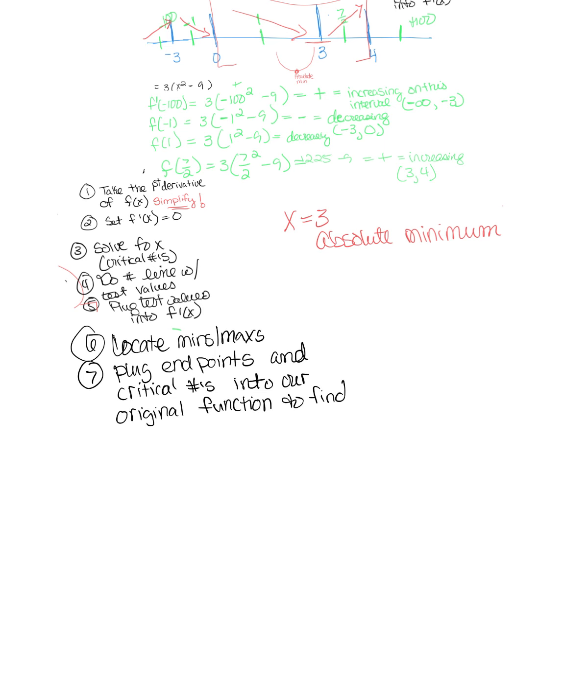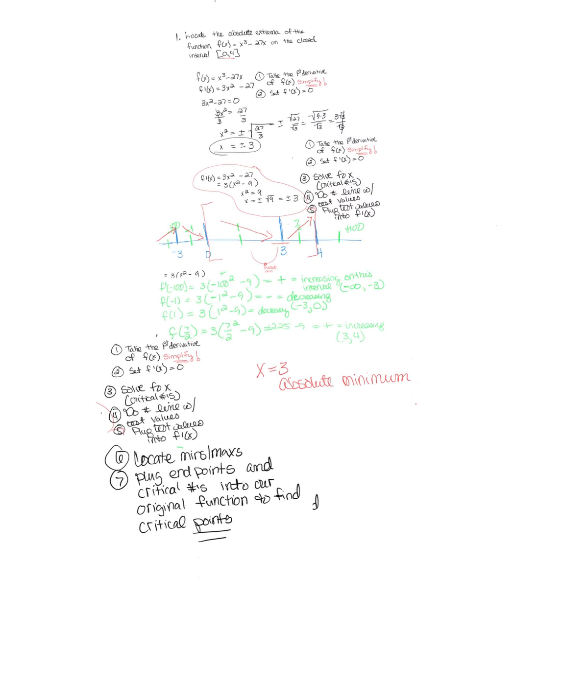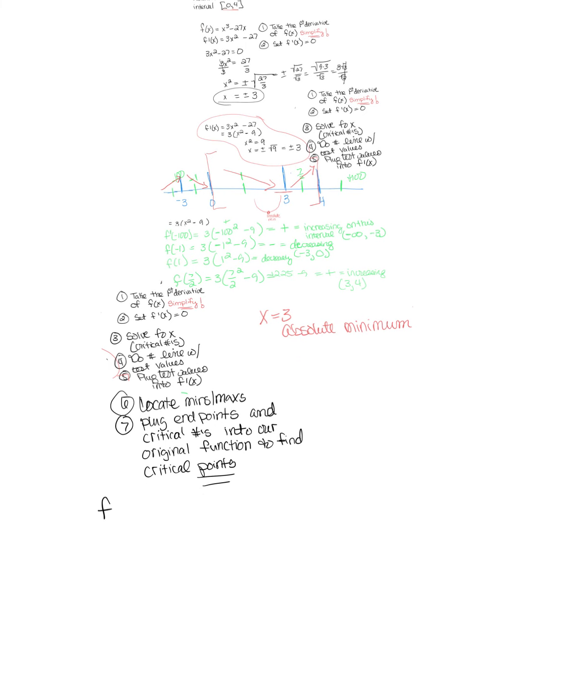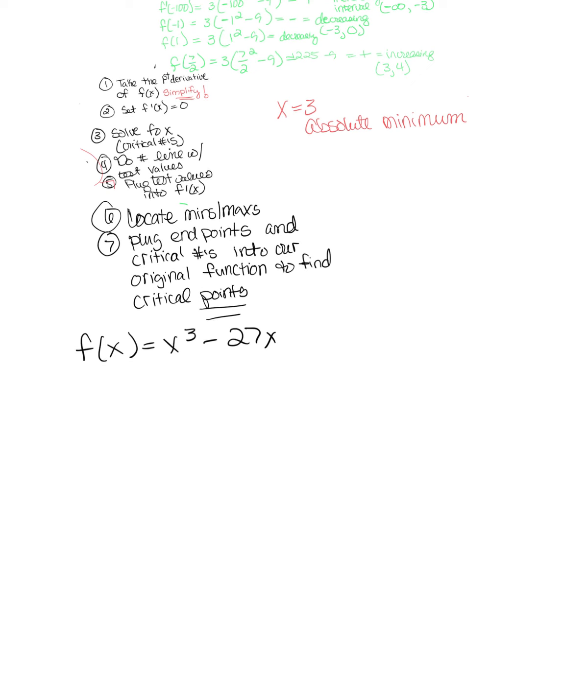To find critical points, because we think that this might be an absolute minimum, right? It looks like it, but let's just make sure. Okay, so our original function was f of x equals x cubed minus 27x. So we have three values that we're going to be plugging in here.